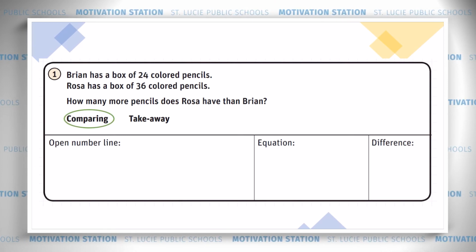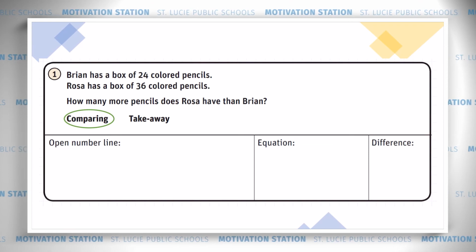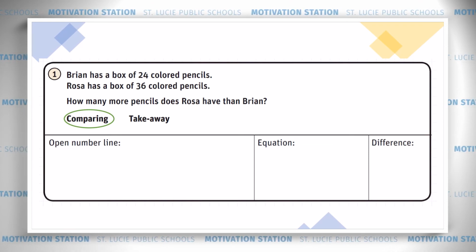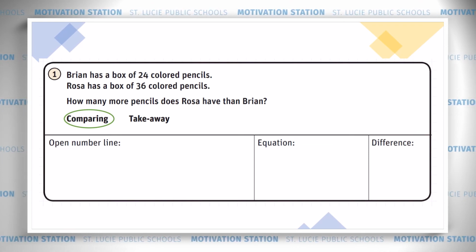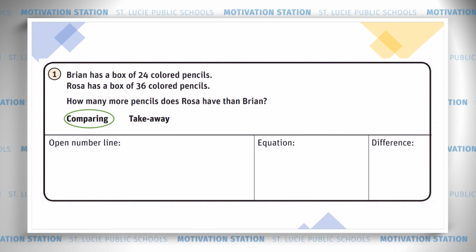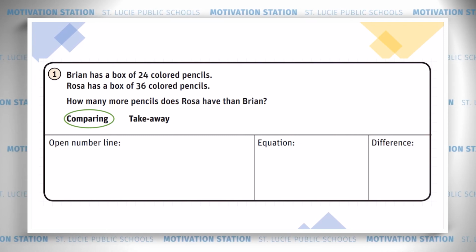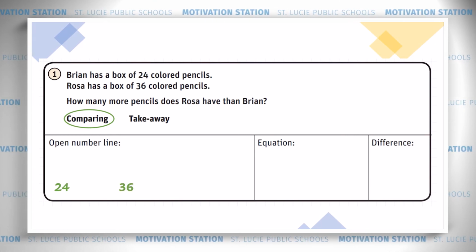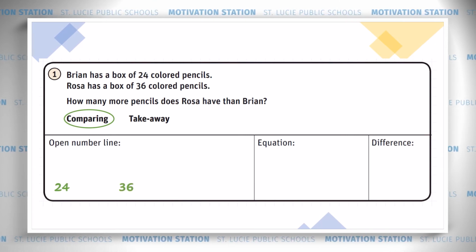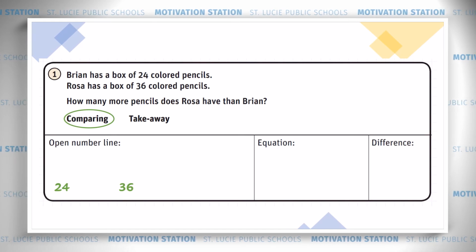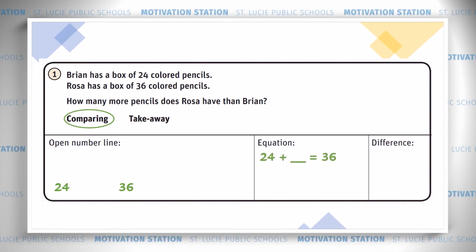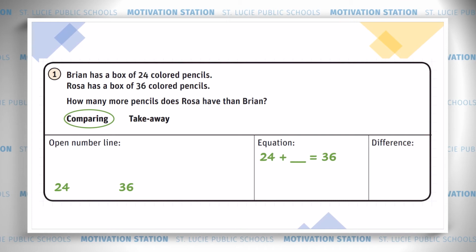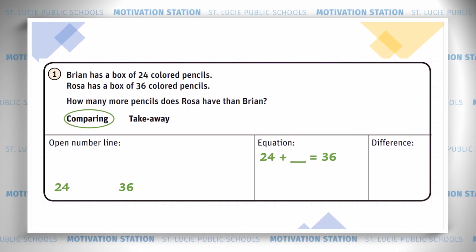Now for comparing problems, we can use addition and subtraction to solve. We're going to show both for practice. Here we go. For addition, I start with my low number, 24, and I go to my high number, 36. My equation is going to be 24 plus blank equals 36. Go ahead and write that now.